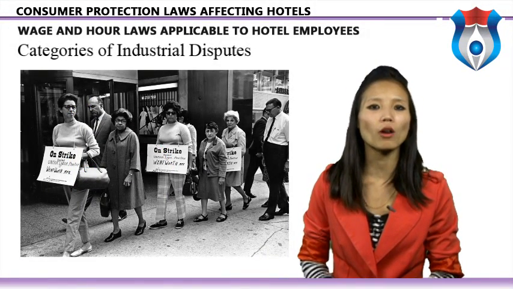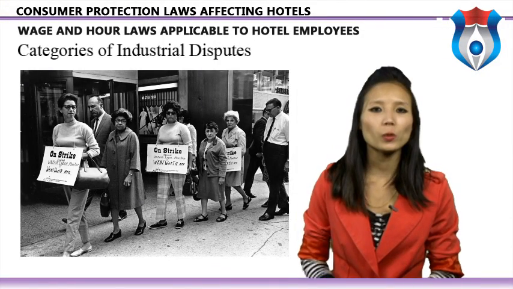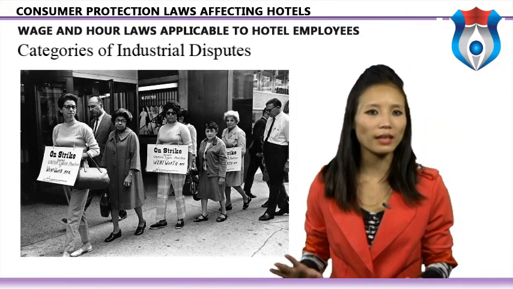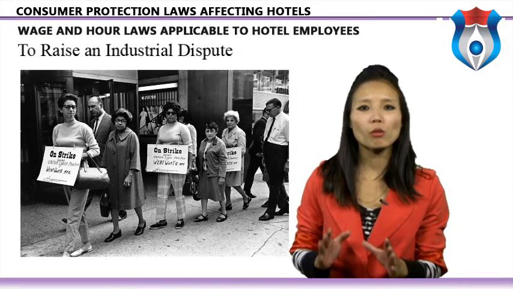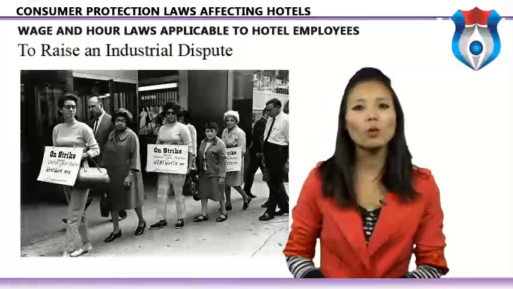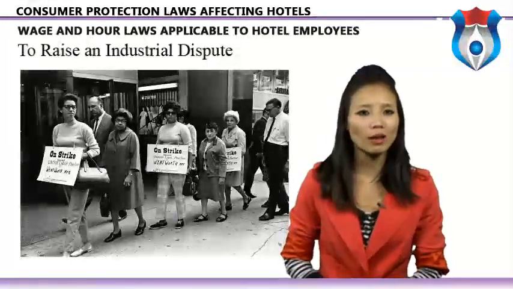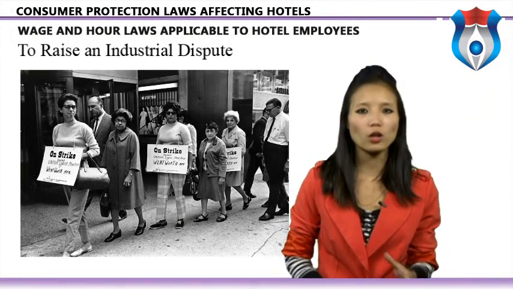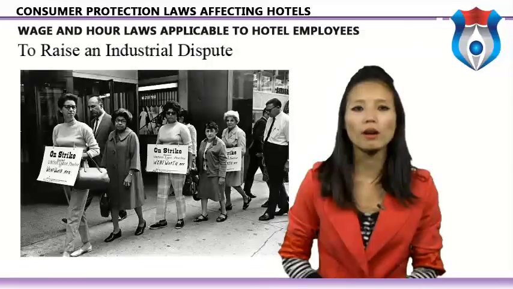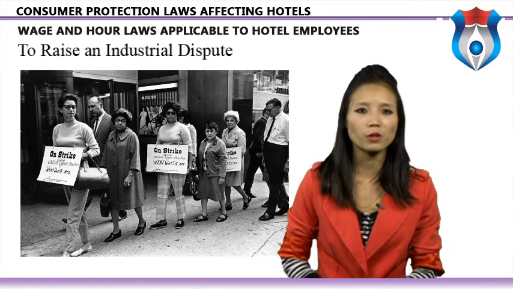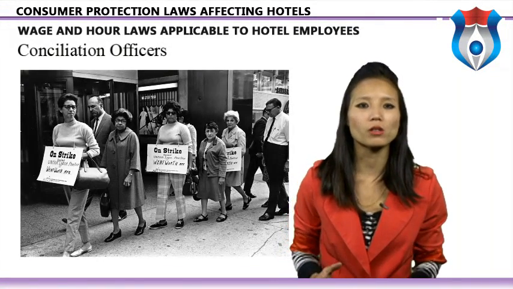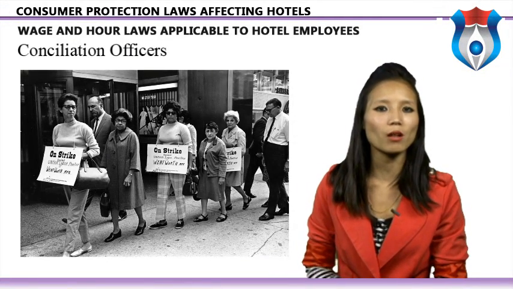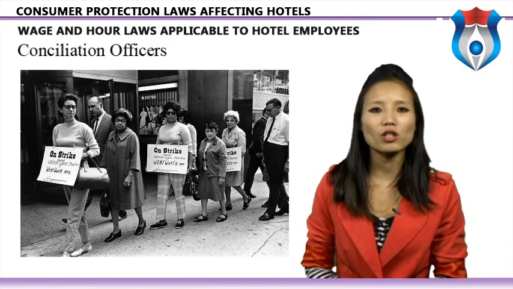The second schedule of the Industrial Dispute Act deals with matters within the jurisdiction of labor courts, which fall under the category of rights dispute. To raise an industrial dispute, a workman can raise a dispute directly before a conciliation officer in the case of discharge, dismissal, retrenchment or any form of termination of service. The conciliation officer makes efforts to resolve the dispute through settlement between the workmen and the management.